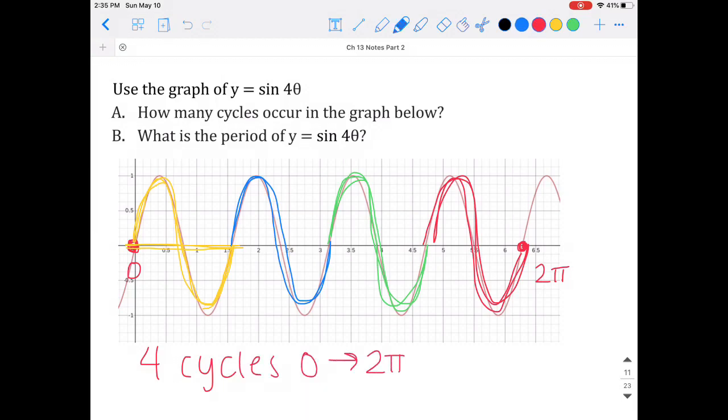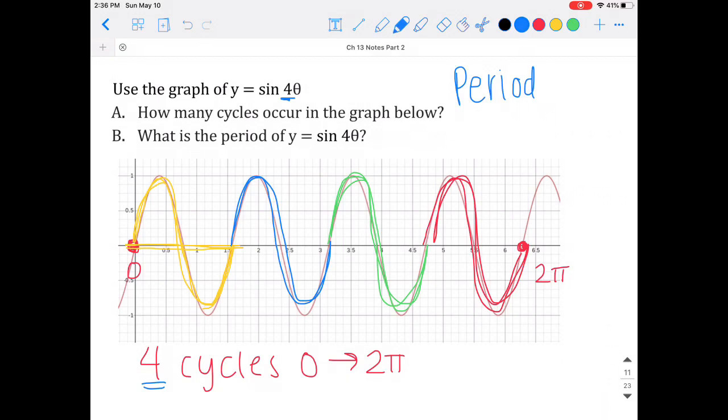And notice this 4 matches up with the 4 that's in front of theta in our original equation. So that's how many cycles occur. We have 4 cycles. To figure out the period, we know from our graph that we have 4 cycles from 0 to 2 pi.